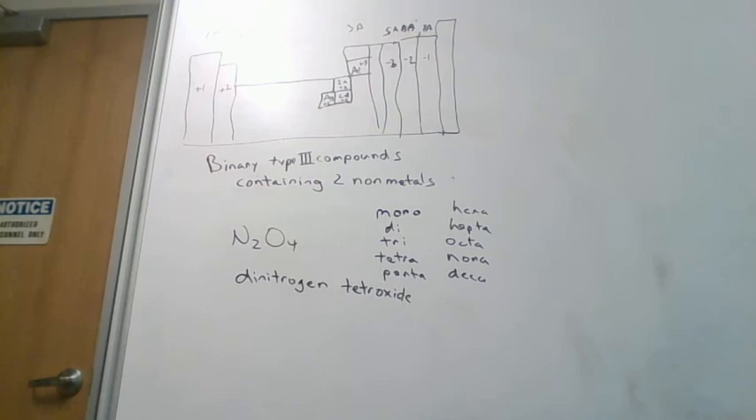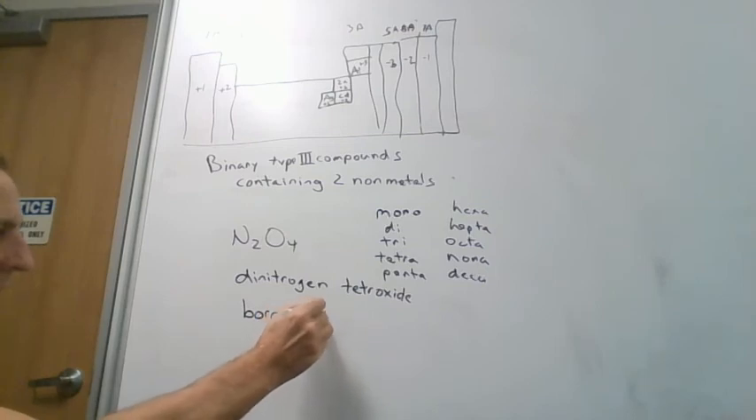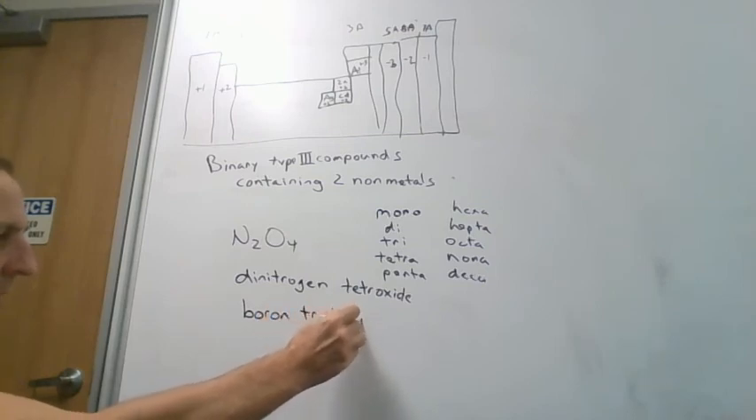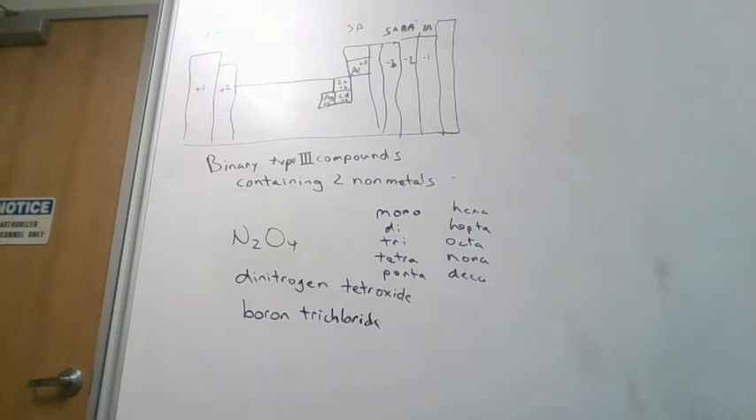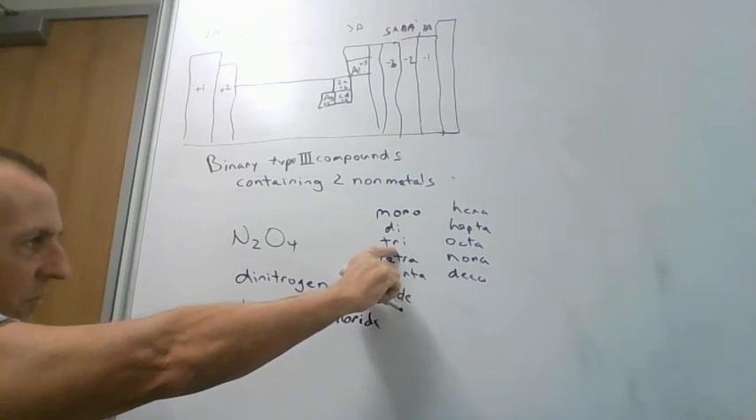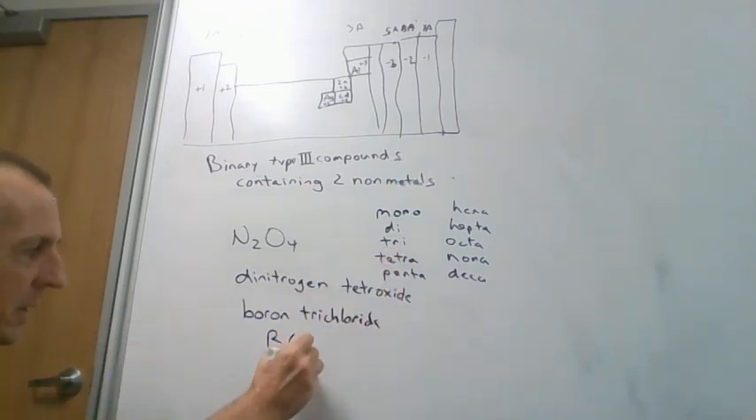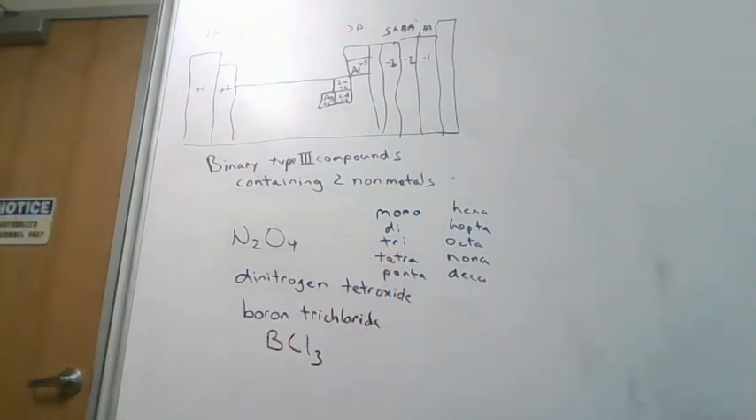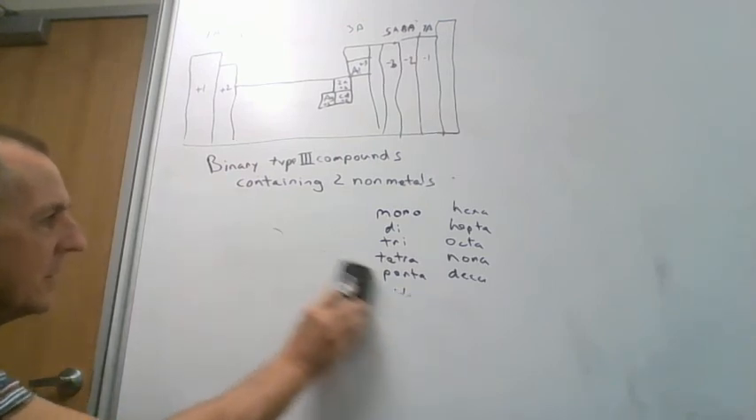Let's try a couple more. Say we have boron trichloride. We have 2 nonmetals, so this just tells us how many. There's no prefix on boron, so we know there's 1, so we put B. Tri means we have 3, so we have 3 chlorine, BCl3. So we're just counting how many things there are and putting them together.